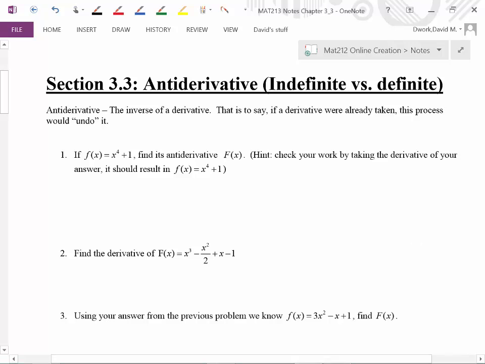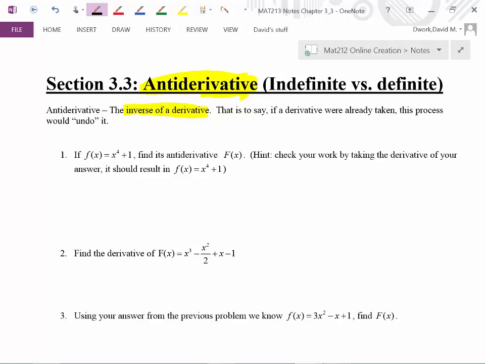So in this section, we're going to focus on the concept of the antiderivative. This is really just the idea of the inverse of a derivative. That is to say, if a derivative was already taken, this process would undo it, or we're going to do the inverse operator of the derivative. And the nice thing is we've already been talking about these a little bit.